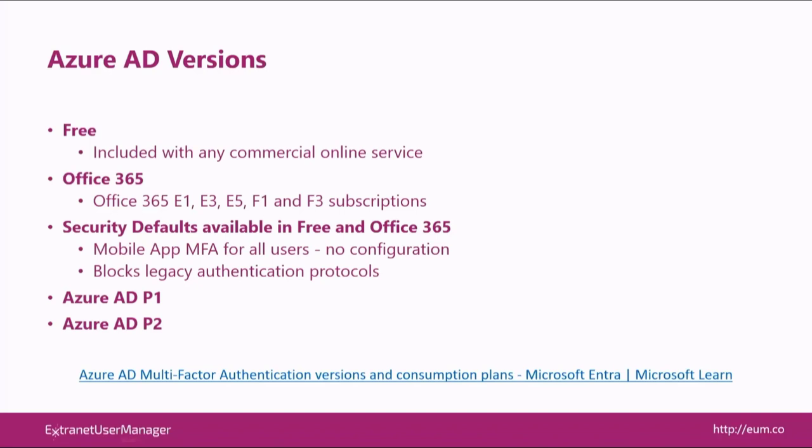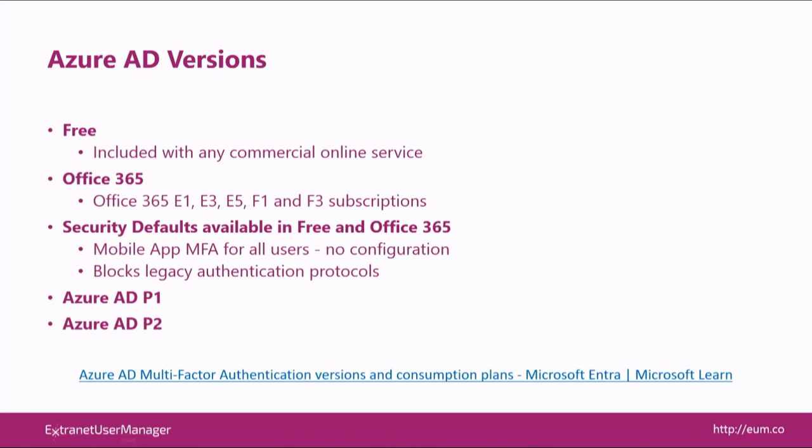So if you have one of those first tiers, you get the option of what's called security defaults. And it doesn't give you the full richness of conditional access policies that we're going to be diving into later in the session, but it does turn on multi-factor authentication for all of your users. And it also blocks legacy authentication protocols, which is a clear attack vector from an attack point of view. So that's good if you've got that.